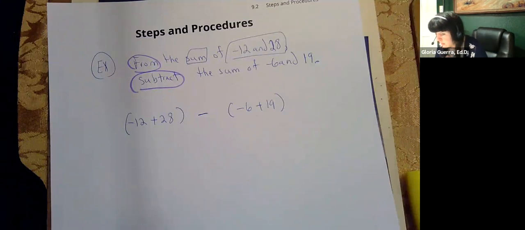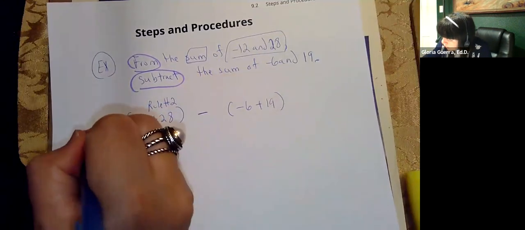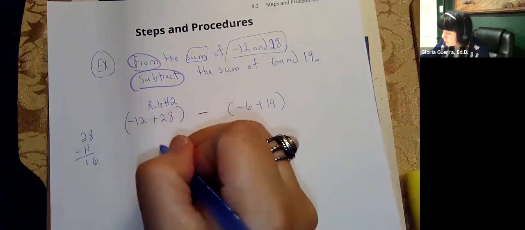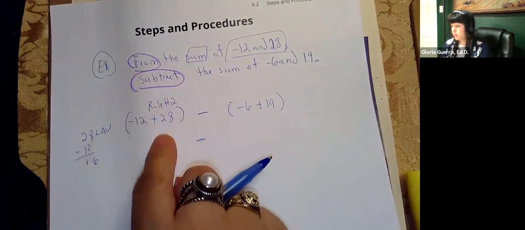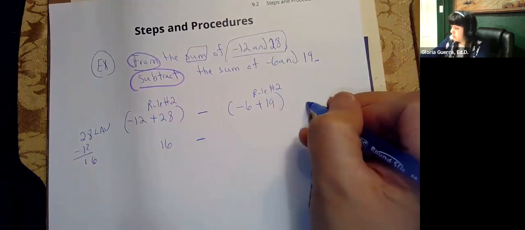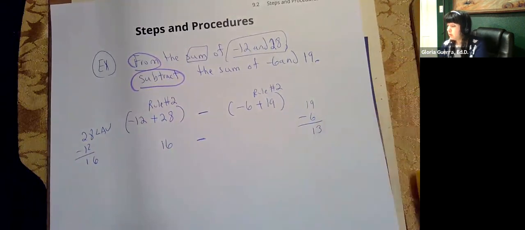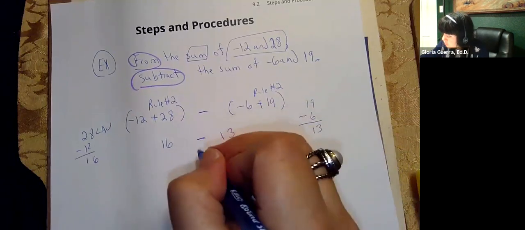Okay, so class, this is rule number 2. Adding two numbers with different signs, and I subtract 28 minus 12, 8 minus 2 is 6, 2 minus 1 is 1, so this is 16. And this has the larger absolute value, which happens to be positive. And over here, this is also rule number 2. So I'm going to subtract 19 minus 6. 9 minus 6 is 3, so that's a 13, this would be negative. Okay. And then 16 minus 13 is just 3.